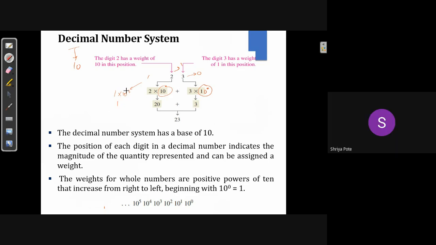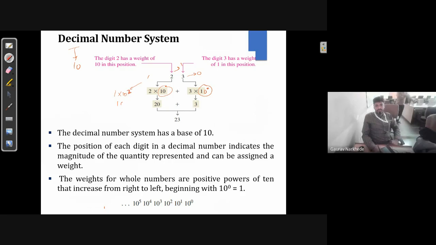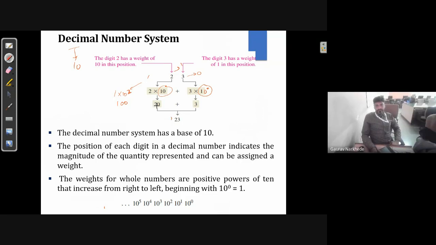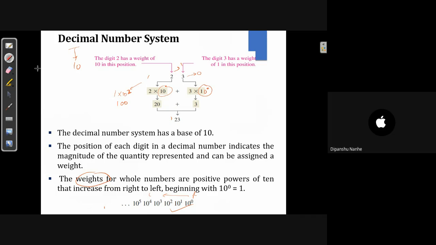So it will be 10 raised to 2, sorry, 10 raised to 2, so it will be 100. So it will be 100 plus 23, it will be 123, correct. So this 10 raised to 0, 10 raised to 1, 10 raised to 2 in decimal number systems, these are called as weights. So weights क्या रहेंगे, ये वाले weights रहेंगे from right to left, correct. Yes, no.